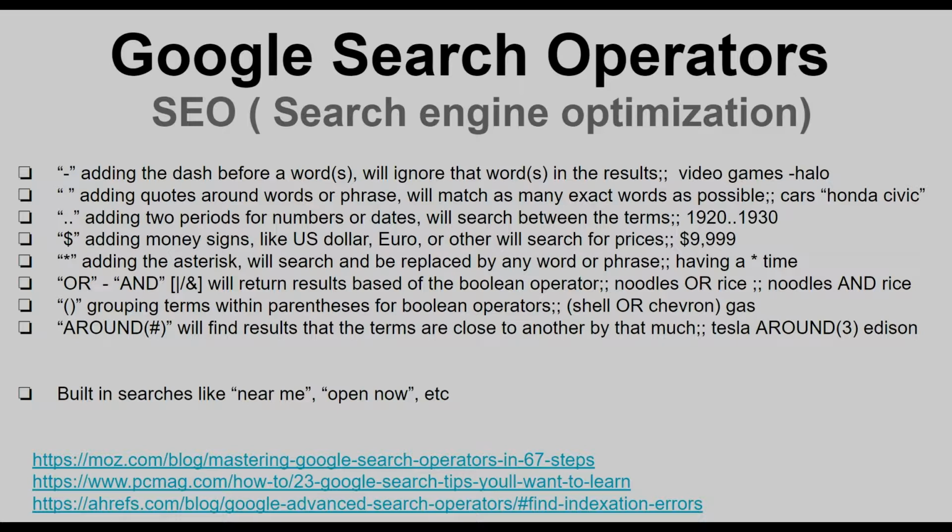Another thing is if you add quotes around a word or a phrase, it will match as many exact words as possible. So let's say you're looking for a car, a specific brand, and a specific type of that brand. Let's say Honda Civic. You can look up cars and then do "Honda Civic", and that will return any searches that have specifically Honda and Civic together, like that phrase of Honda Civic.